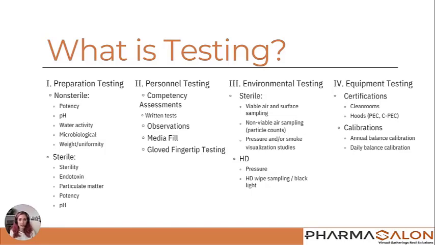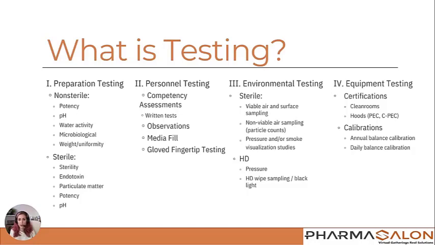Our next section is environmental testing. This is big on the sterile side. We've got viable air and surface sampling, non-viable air and surface sampling, which would be particle counts, pressurization or smoke studies. In HD, we also have pressurization since it's incredibly important to maintain negative pressure in the HD space. You probably also do HD wipe sampling, or maybe you even just use a black light to assess potential contamination.